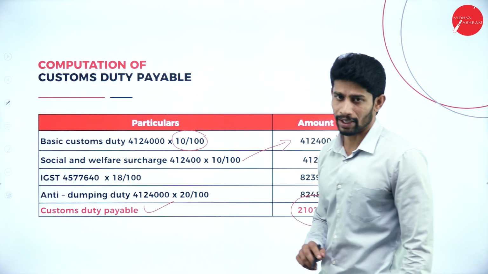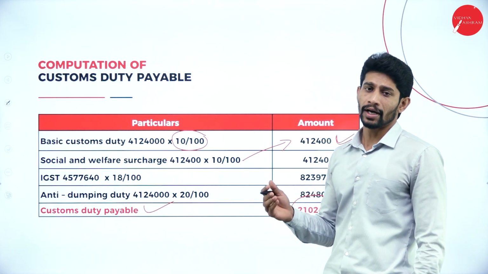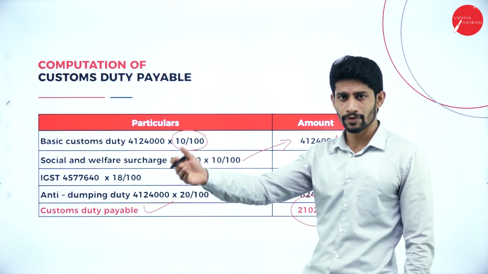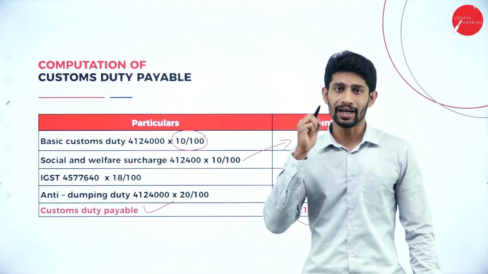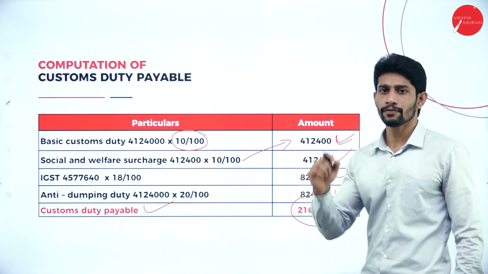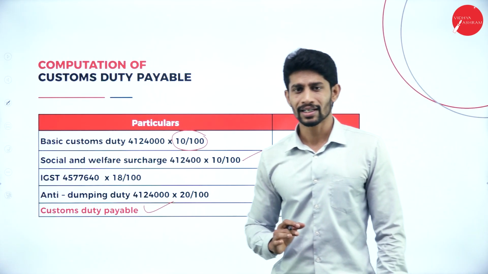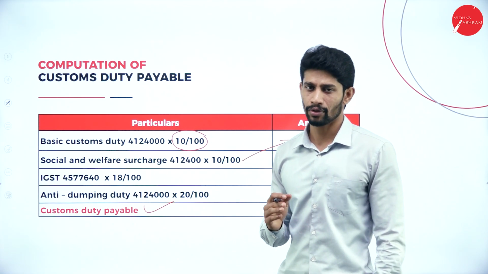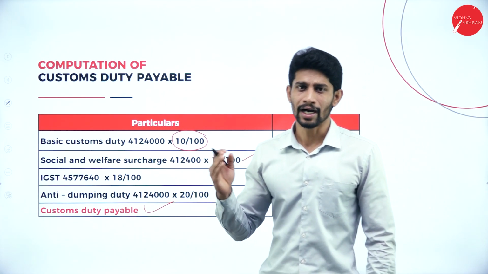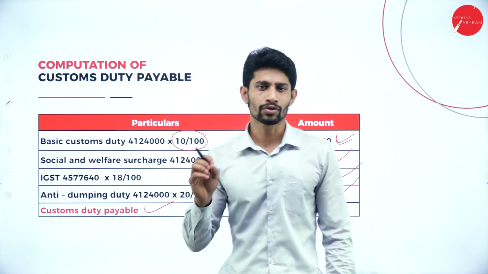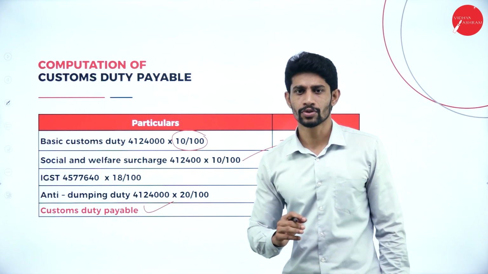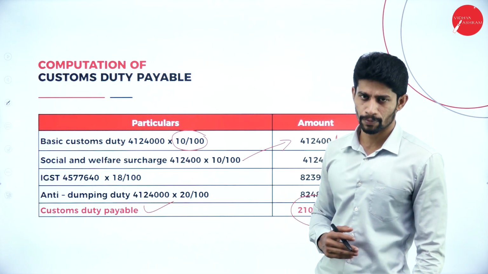Customs duty payable. On the item you are purchasing from another country, you are supposed to pay 21,02,415 rupees of customs duty, that is the tax amount. Then only the tax authority will allow you to take your item to your respective factory or business place. So this is how you are supposed to compute the customs duty payable. So moving on to the next problem.